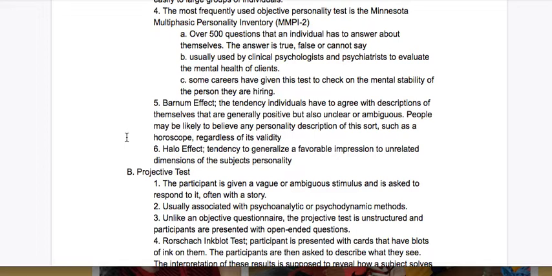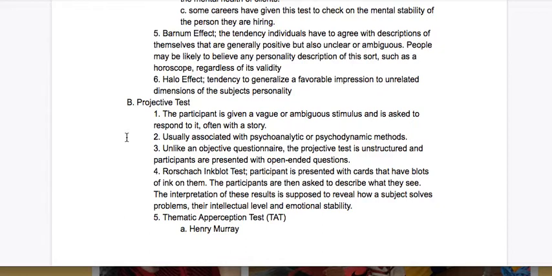They call that the Barnum effect. The halo effect is the tendency to generalize a favorable impression to unrelated dimensions of the subject's personality. Now, this one's kind of weird because what you're saying is if you feel that a teacher is nice to you, then you might say that they're nice to everybody, okay?